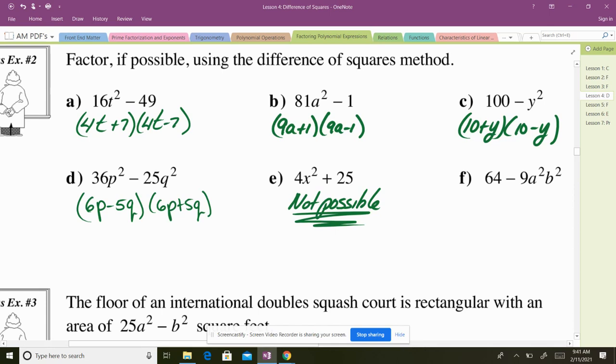F. Square root of 64, 8. Can you square root 9? 3. Can you square root a squared? Yes. Can you square root b squared? So what does it become? And then, all right. There you go.